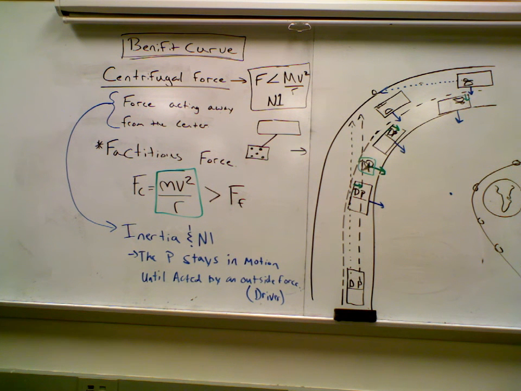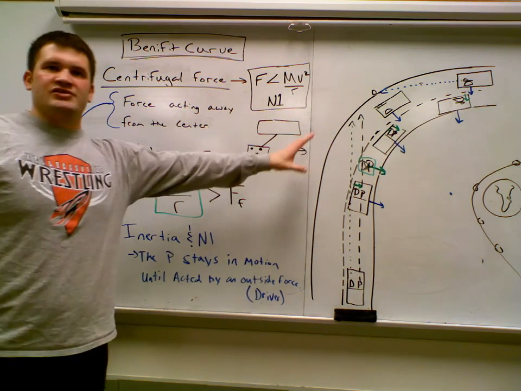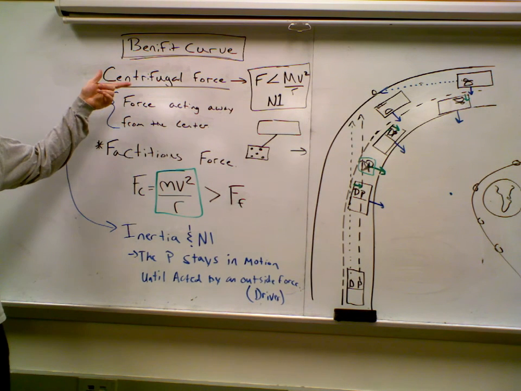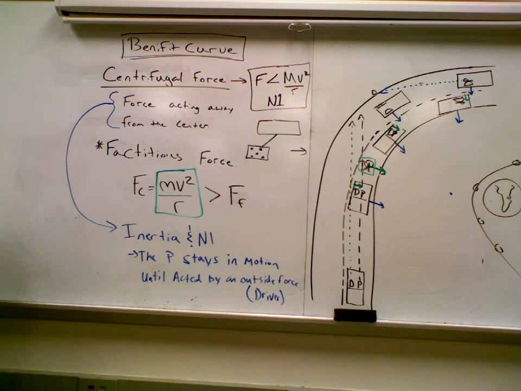Newton's three laws apply in every situation. We can't pick and choose when they apply. So this inertia law applies all the time. And this makes better sense thinking about inertia than it does thinking about a force that happens sometimes and doesn't happen sometimes. Right? Any questions about Benefit curve and centrifugal force?